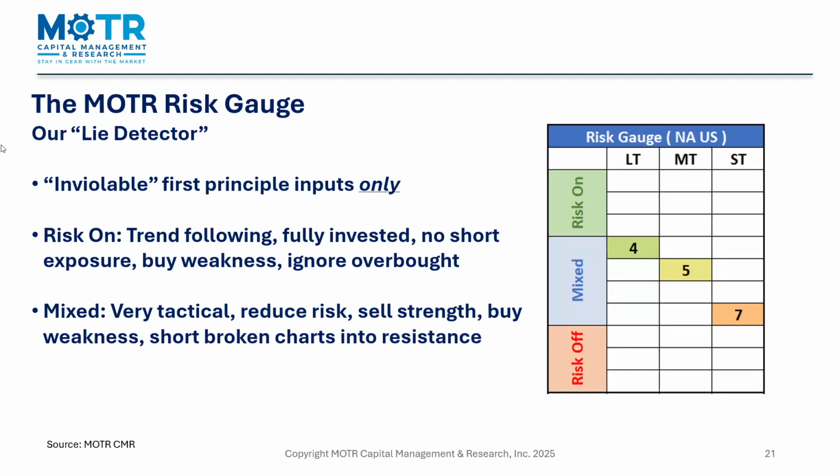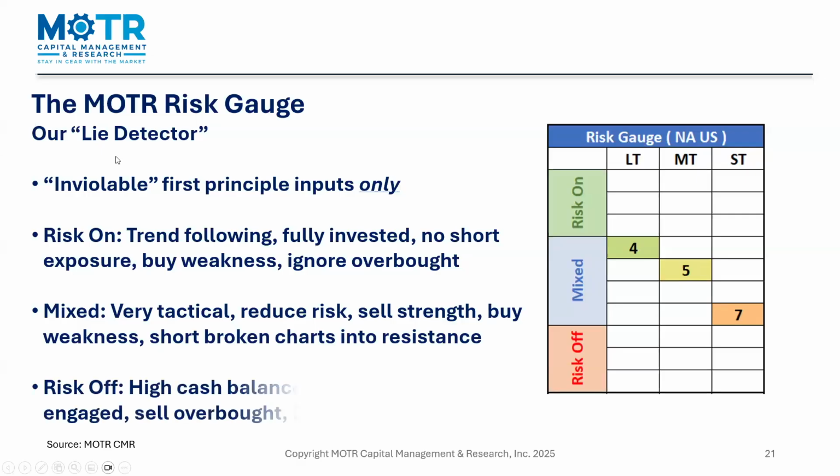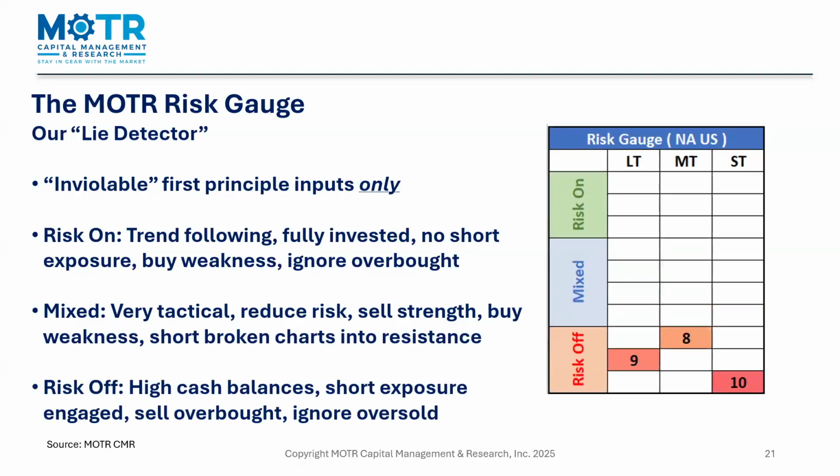And then, of course, the one we all fear and not a fun place to be is this risk off. And this is what the gauge looks like when it's in risk off. In this scenario, you should have high cash balances, super tactical. You can have short exposure on it if you're so inclined and if that's part of your mandate. But here you want to sell overbought and you want to ignore oversold. So like in risk on, you want to ignore overbought.